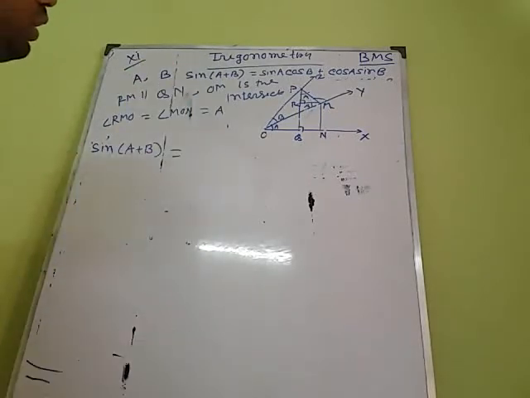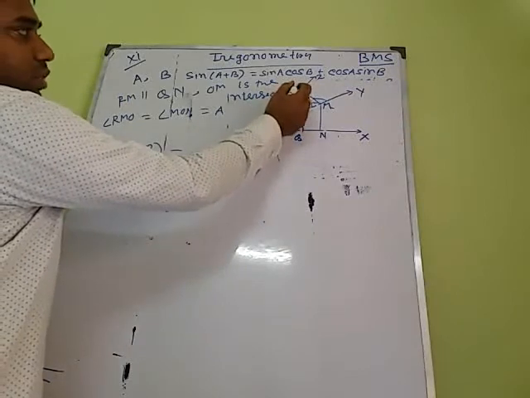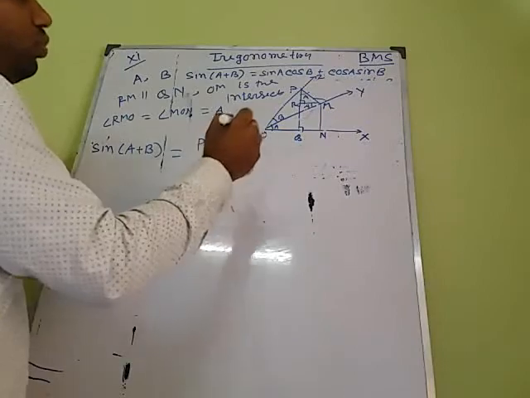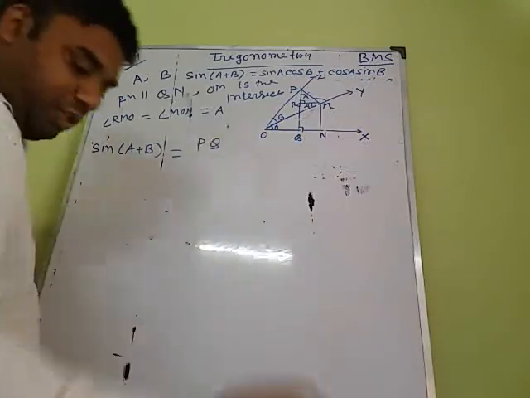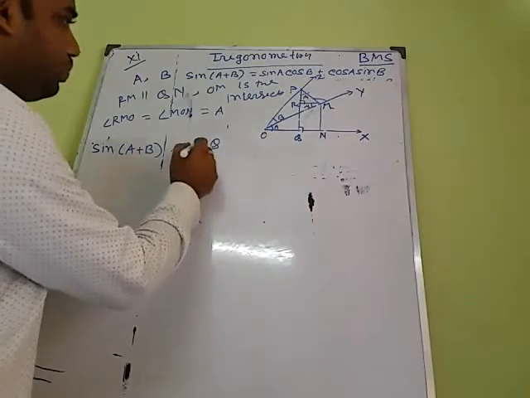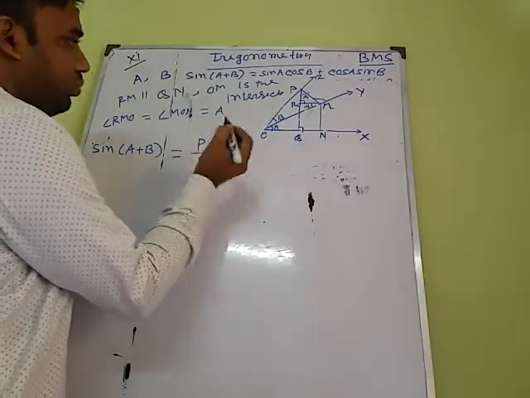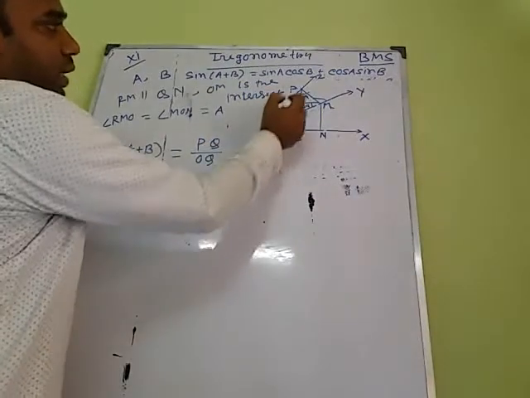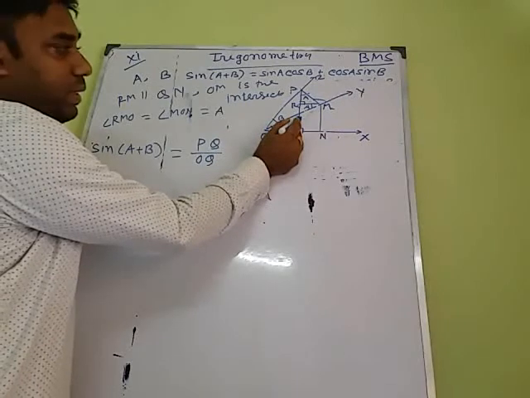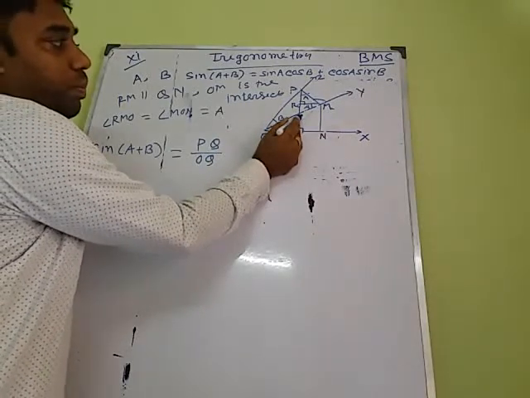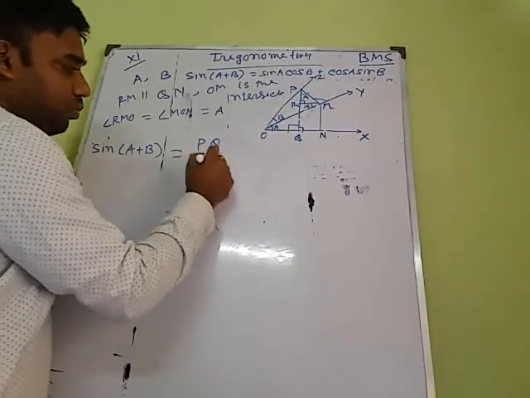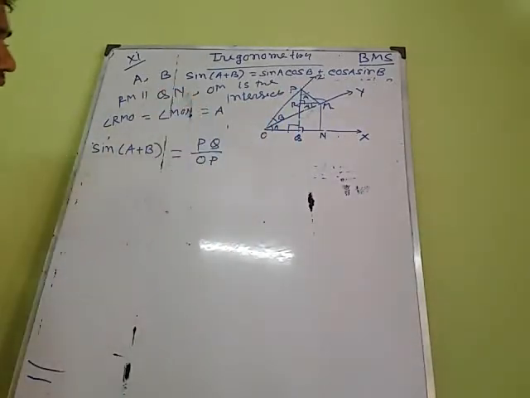Sine ratio. If I consider this triangle POQ, sine is PQ by OQ. This is the acute angle, then the opposite side of the acute angle is the perpendicular, and this is 90 degrees, so this is the hypotenuse, sorry, that will be OP. Okay, sine is perpendicular by hypotenuse.